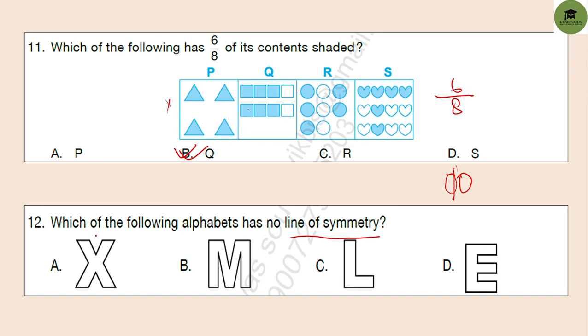How? If you draw this line of symmetry here, these and these are the same. If you draw the line here, this part and this part are the same. If you draw a line here, these and this part are the same. But if you draw it here or anywhere else, both sides cannot be the same. So the alphabet L has no line of symmetry. So option C is your correct answer.